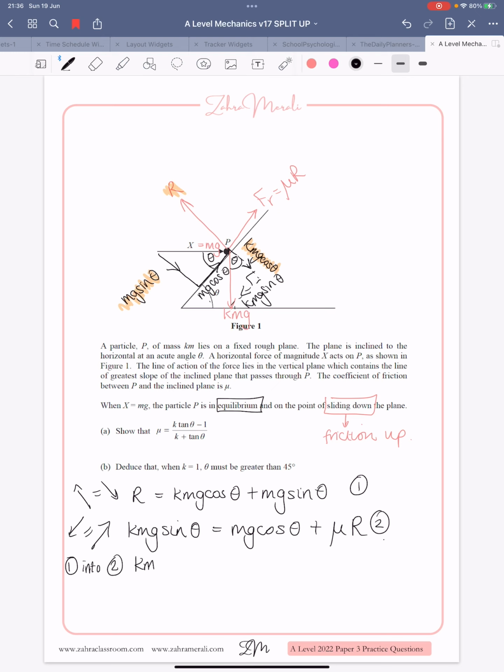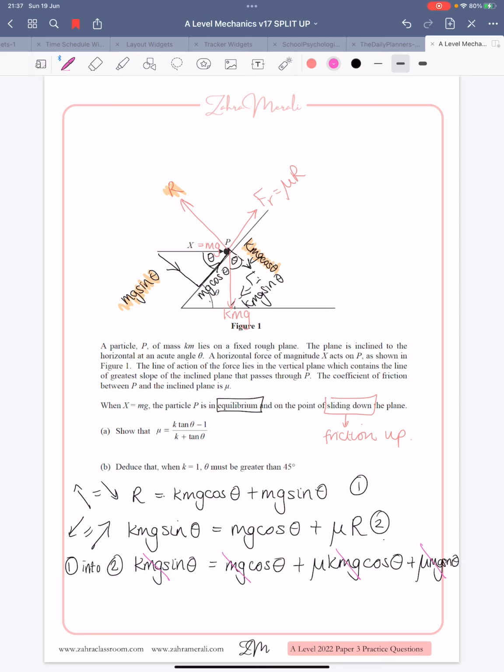So we've got kmg sine theta equals mg cos theta plus mu lots of kmg, because we're multiplying the whole thing by it, plus mu mg sine theta. Right, now inside everything, we've got mg. So I am going to get rid of mg, mg, mg, mg. Everything with a mu is going to go on the same side of the equation.